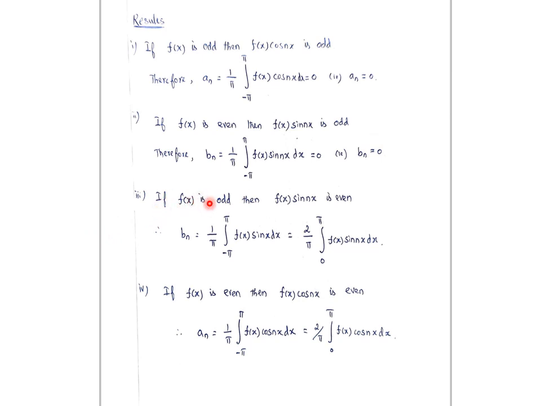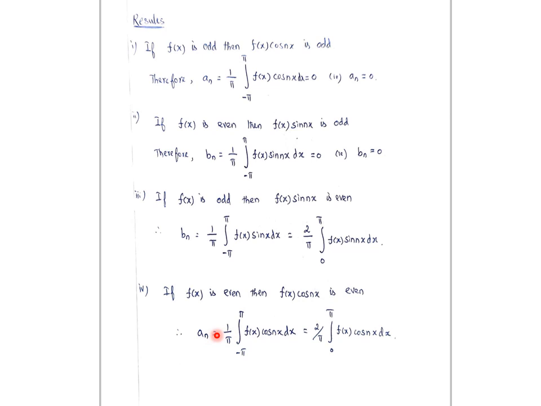Otherwise, if f of x is odd, then f of x sin nx is an even function. In this case, bn can be written as 2 by pi integral 0 to pi f of x sin nx dx. If f of x is an even function, in this case f of x cos nx is an even function. Therefore, an is equal to 2 by pi integral 0 to pi f of x cos nx.